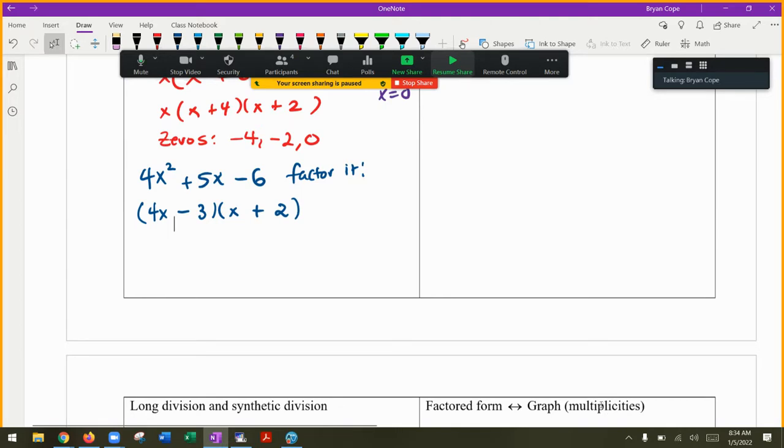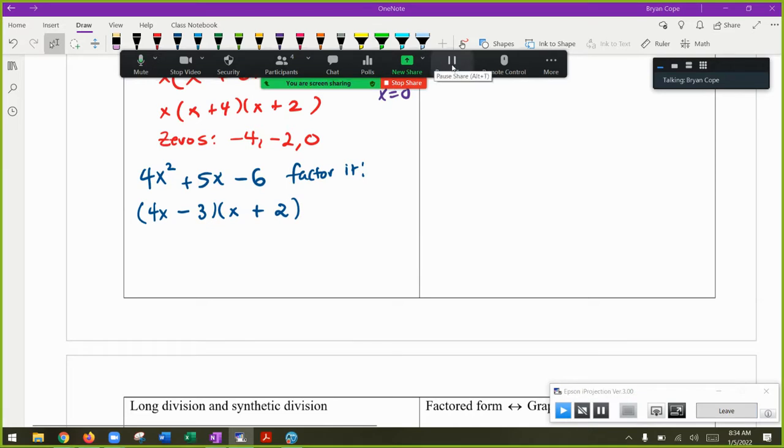Show it. All right, here it is. This is what I say. You have to mess around with it a little bit to get it. But it's 4x minus 3 and x plus 2.